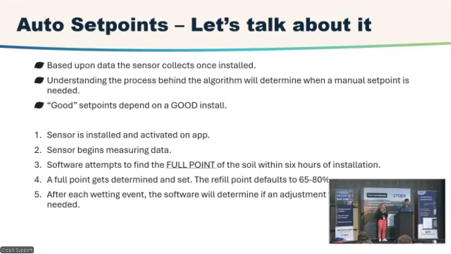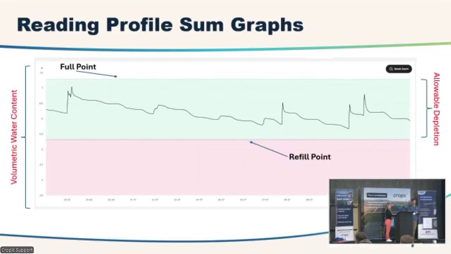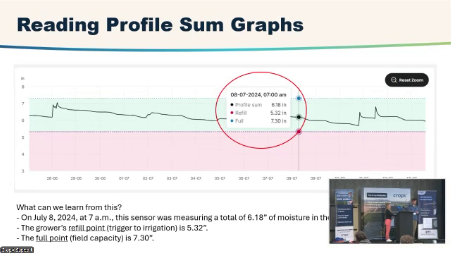Questions? Why is it a 2-inch bucket and is this on all soil types? Can you repeat that? Why is it a 2-inch bucket and is this on all soil types? So I think the question was referring to that example graph that you showed where the full point was like 7.3 and the refill was 5.3. When I said a 2-inch bucket, I'm talking about the distance or the number of inches between full and refill.